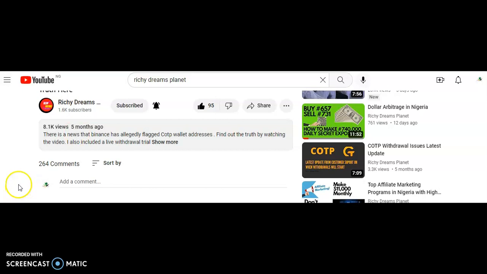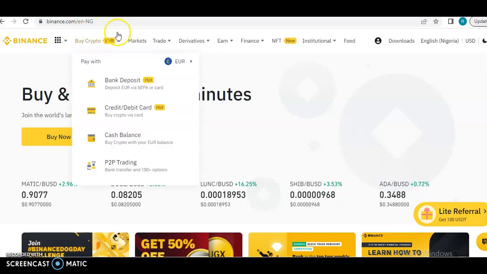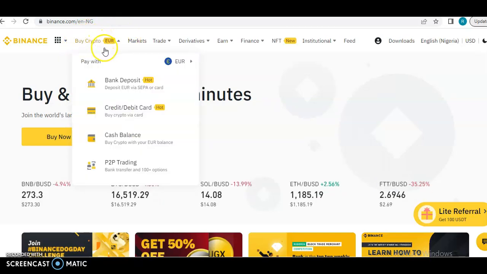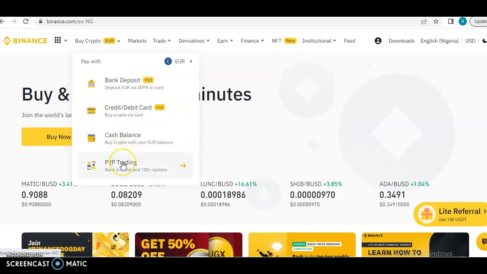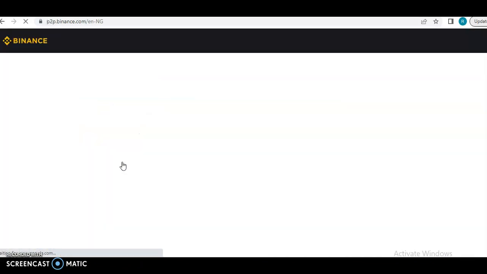So without wasting any of your time, let us quickly go and buy USDT on Binance P2P. When you get to the Binance platform, look up here. Can you see buy crypto? Once you hover around it, it brings out these options: bank deposit, credit debit card, cash balance, and the P2P. And we will be using the P2P trading to buy USDT now. So I click on the P2P trading. Hold on, it's coming up.